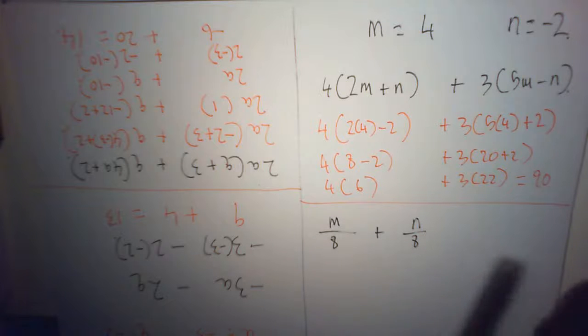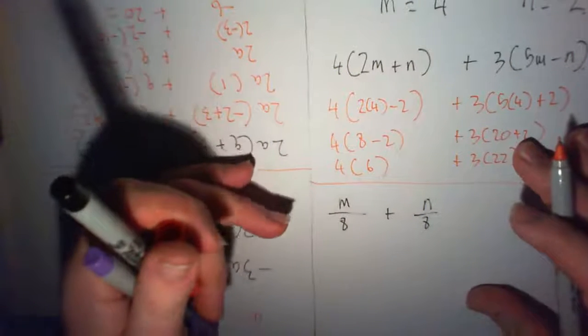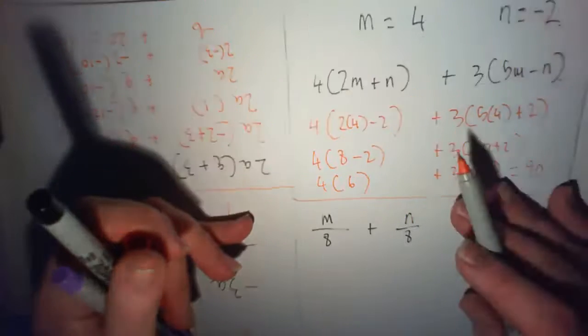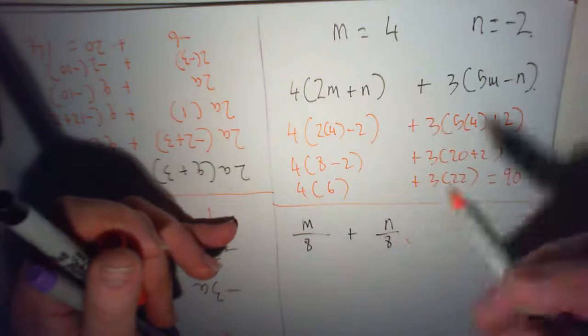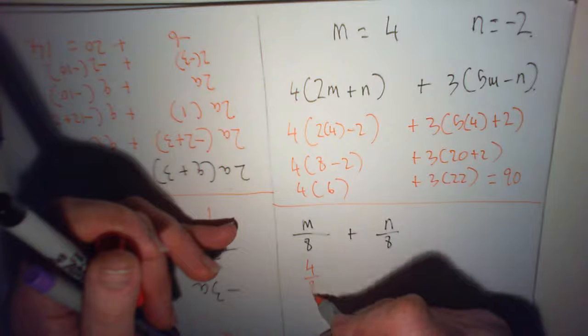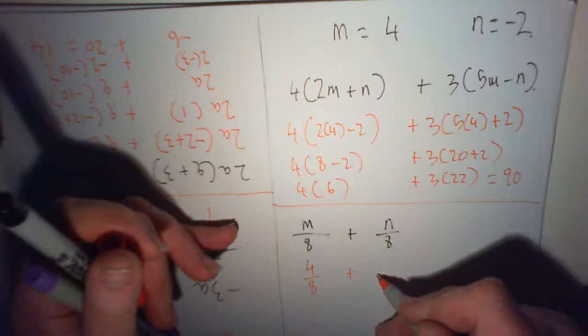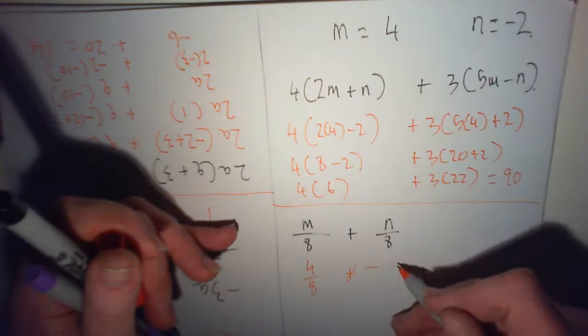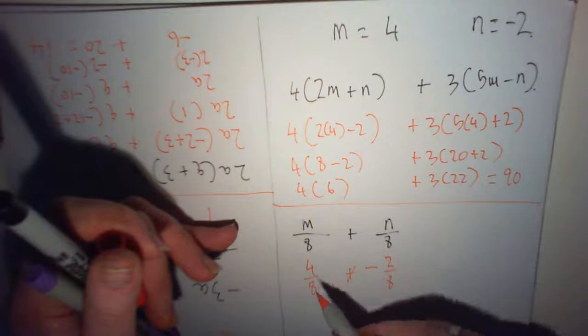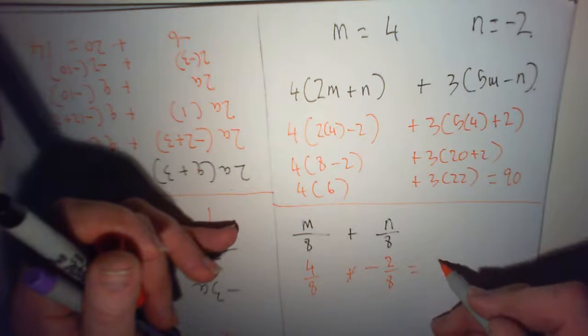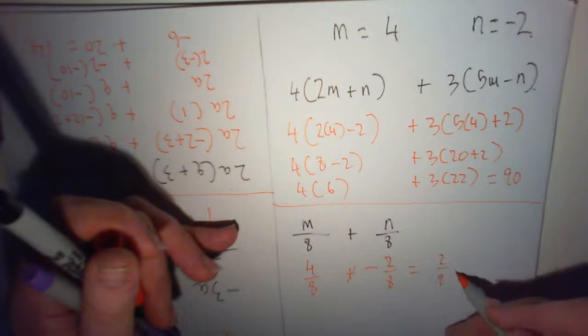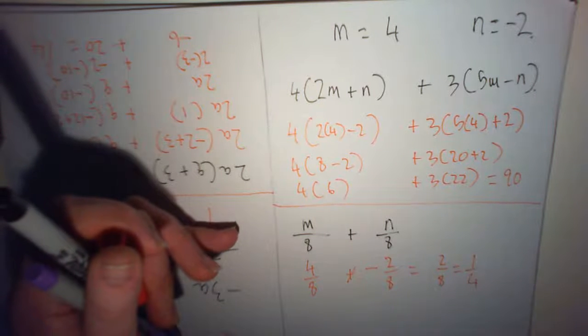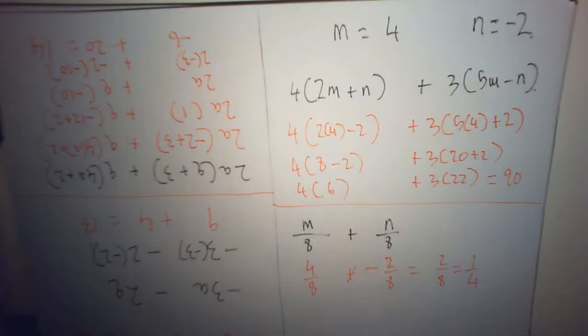And we're back. Right, so let's have a look at this one then. m is 4. You can see that. So that's 4 over 8 plus n, which is minus 2, so that becomes a minus 2 over 8. Well, 4 over 8 minus 2 over 8. 4 minus 2 is 2 over 8, which is a quarter. There you go. Just a nice little cheeky one there.